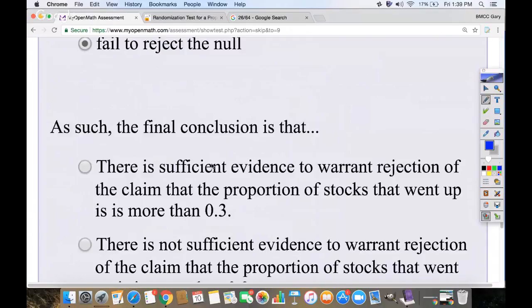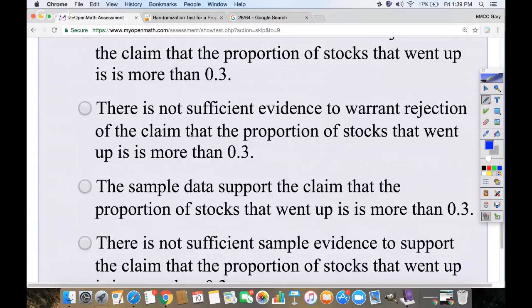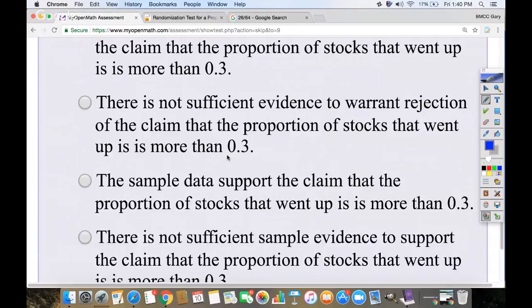All right, did we find sufficient evidence? We did not. So there's not sufficient evidence. There's two that say there's not. So let's see, which do we want? There's not sufficient evidence to warrant rejection of the claim that the proportion of stocks that went up is more than 30%. Okay. That looks good.